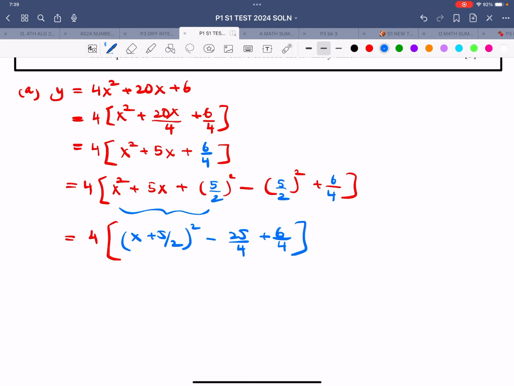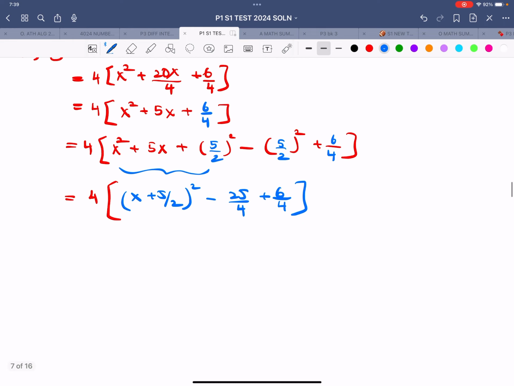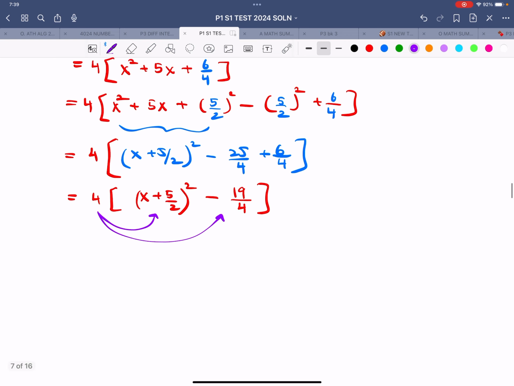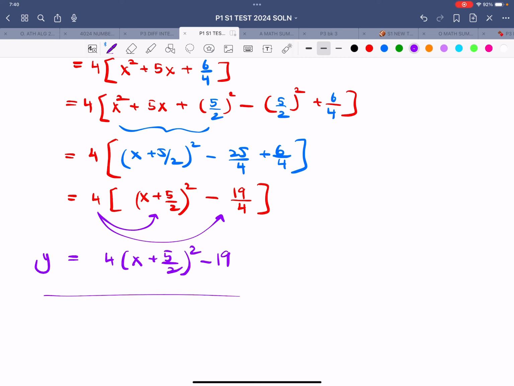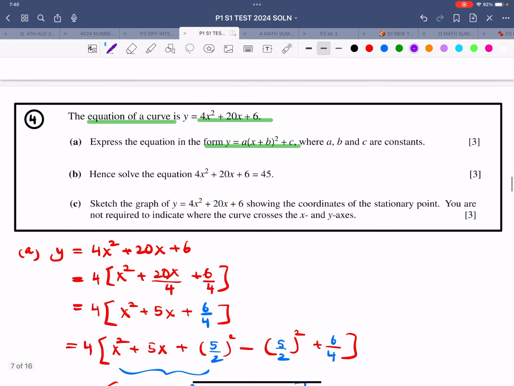I hope so. So now I need to simplify it one more step before I open up the bracket. This is x plus 5 over 2 whole square, and 25 and 6, the difference is 19, minus 19 over 4. Now when I open up this bracket, it will multiply with this as well as this. So this is 4 bracket x plus 5 over 2 whole square minus 19. That is the answer in the completed square form. So now this thing is done.